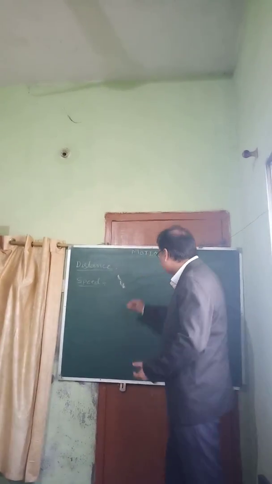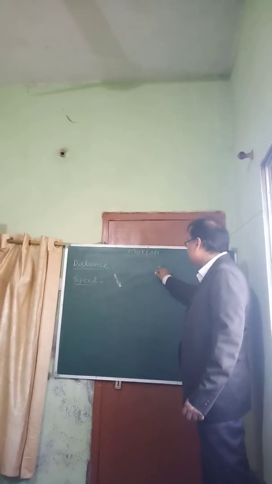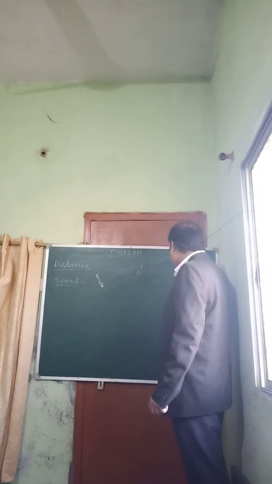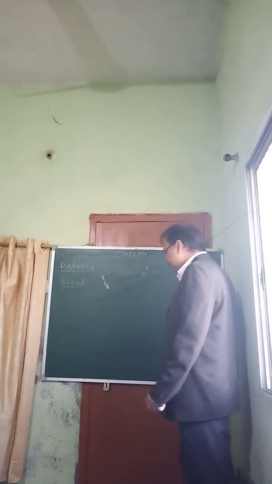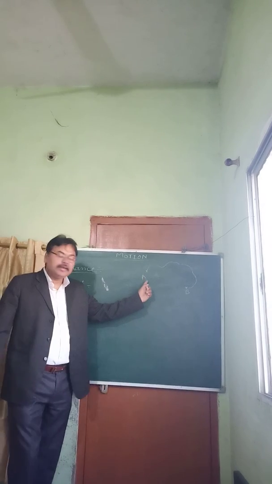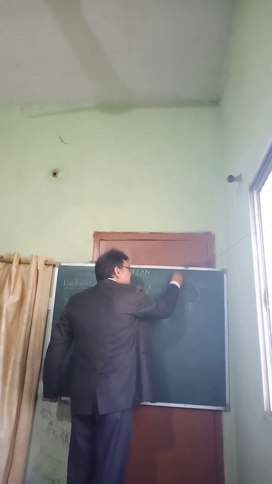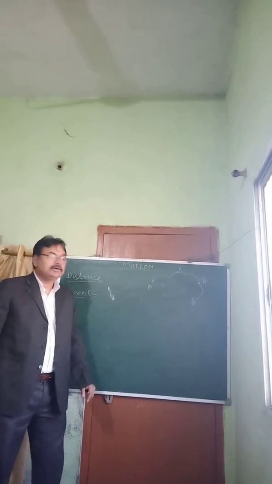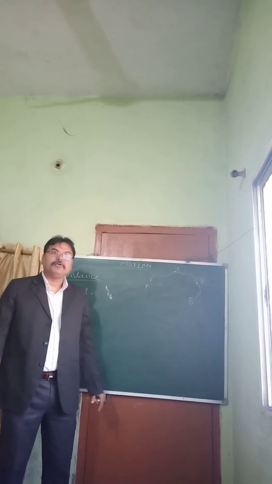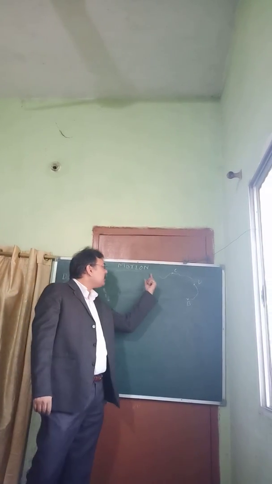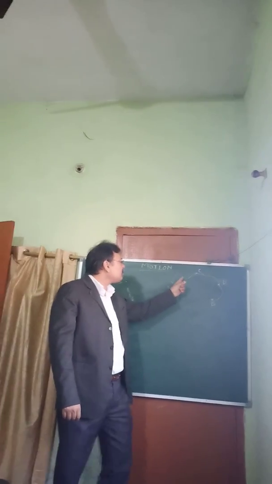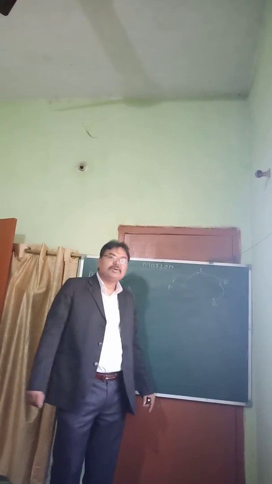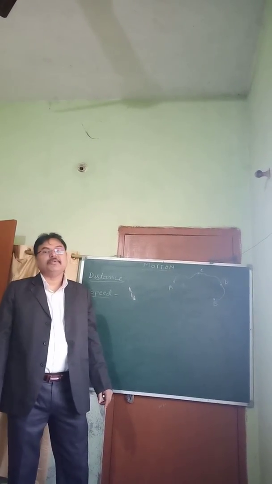Suppose a body starts from here, this is point A, and it moves like this and reaches here at point B. The body started from point A, covered this path, reached C, then D, and finally arrived at B. So ACDB is the path followed by the body. We have to measure the length of this path, and whatever is the length of this path is called the distance covered by the body.